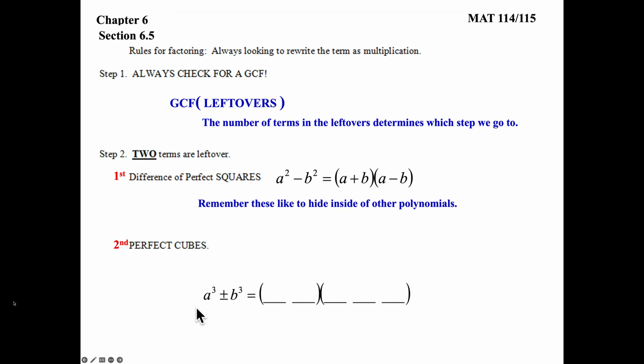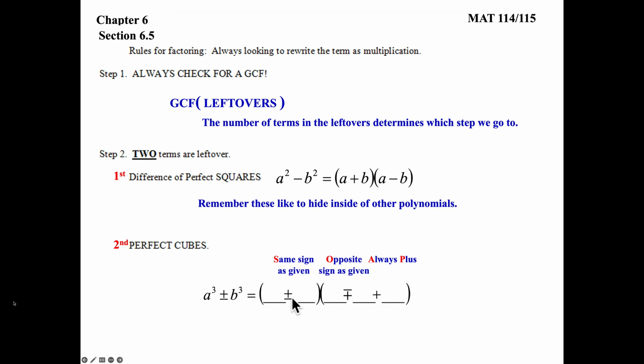Perfect cubes, this is where we built the binomial and the trinomial, and we said we're going to SOAP our signs. This first sign in the binomial is always the same as what's over here, so if you have a plus, this is a plus. If you have a minus, it's a minus. This first sign in the trinomial is always opposite of what's in the binomial, so if it's plus, then it's a minus. If it's a minus, it's a plus. That's why I flipped this over. AP, always plus, is the last.